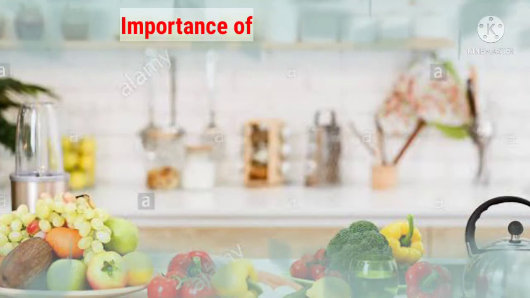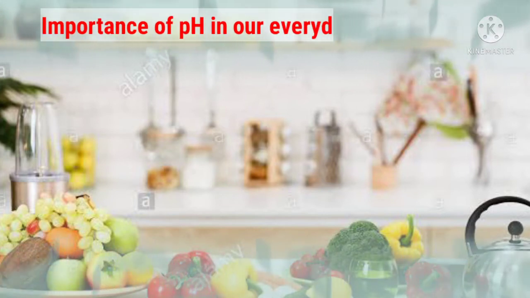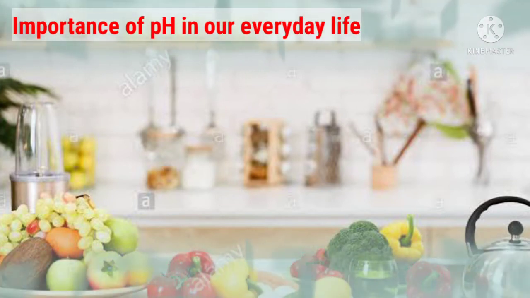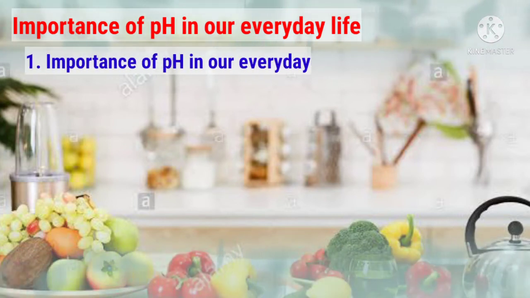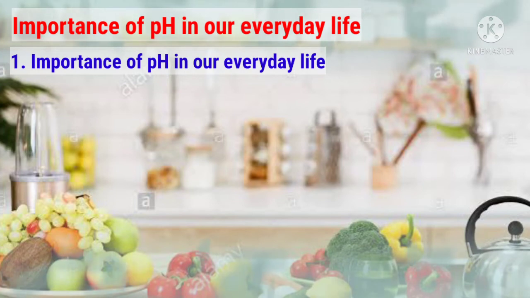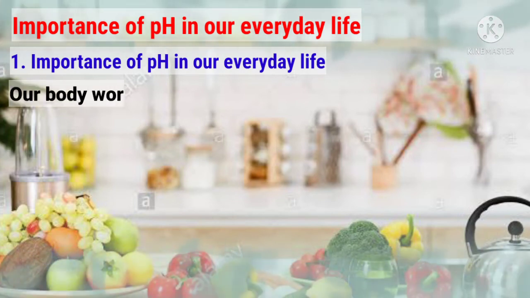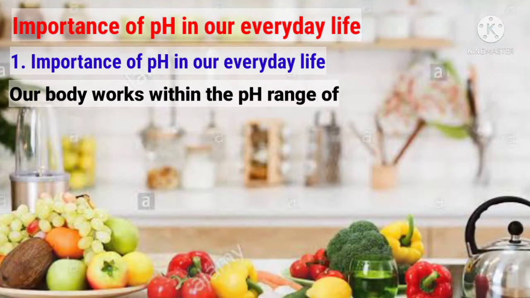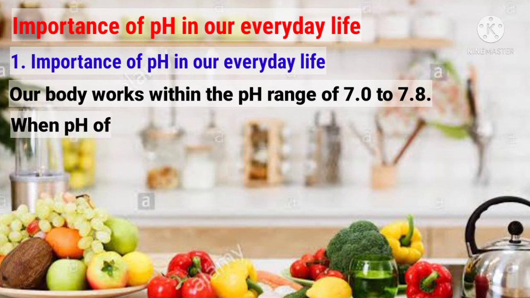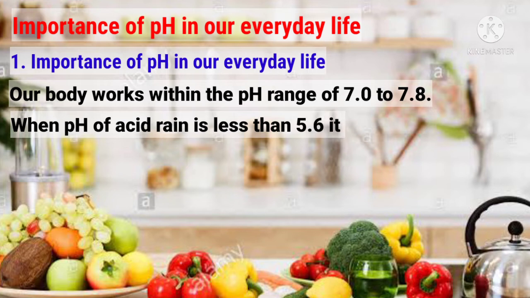The pH value is very important in our daily life. Now in this concept, we'll see how the pH plays an efficient role in our everyday life. Our body works within the pH range of 7 to 7.8. Any narrow change in the pH values of our body will cause certain diseases and may even cause death. If the pH of rainwater is less than 5.6, then it is called acid rain.